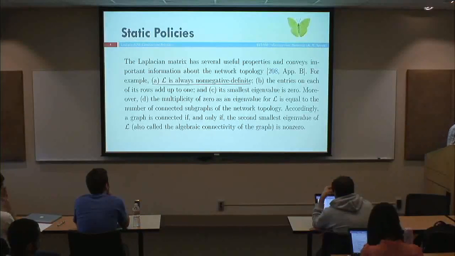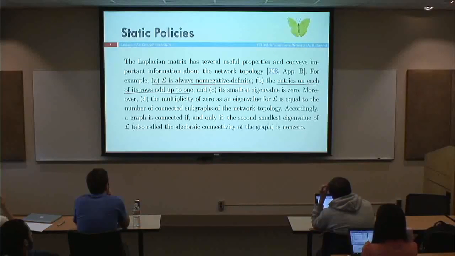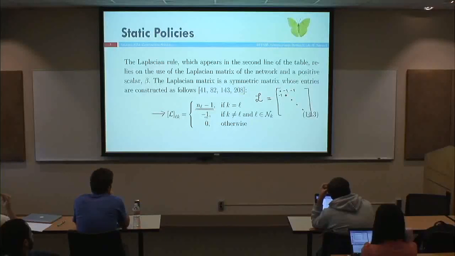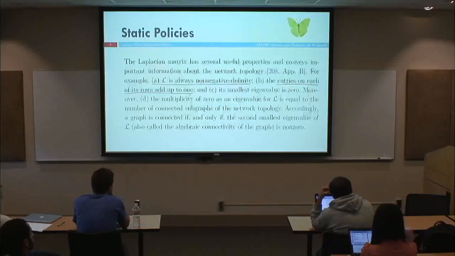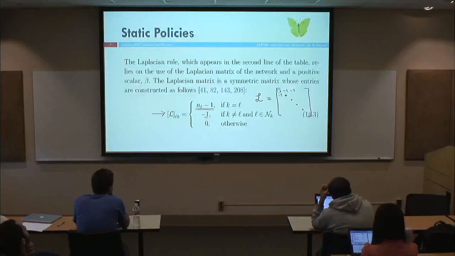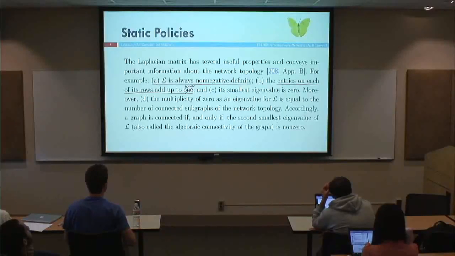I'm just reminding you here of the results. The entries on each row add up to 0. Maybe there is a typo here. Add up to 0, right? Because, let's say you have 4 neighbors, so this will be 3, and then you will have 3 minus 1s on that row. So this is just a typo.